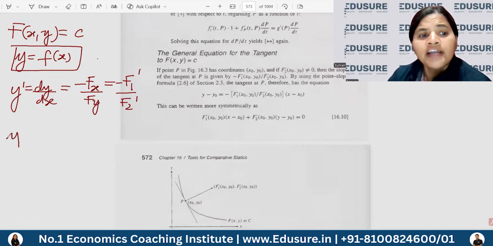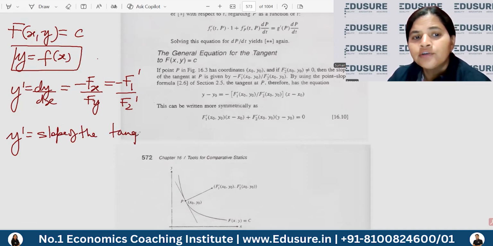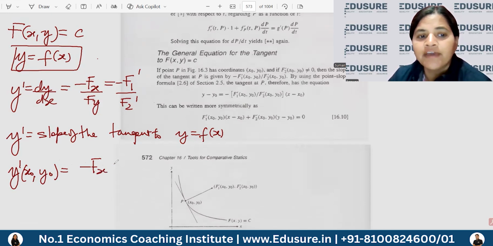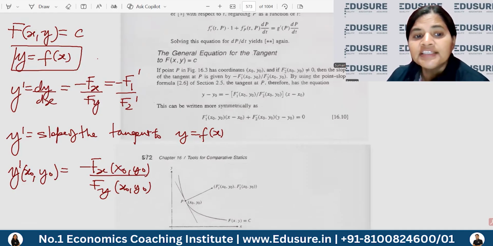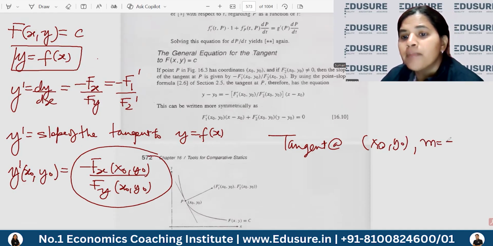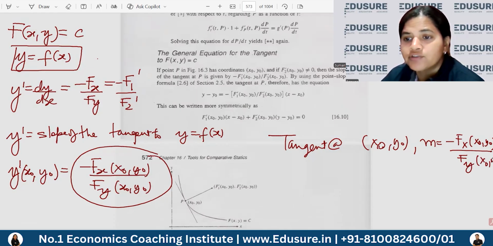We also know that y dash is nothing but the slope of the tangent, which is minus fx divided by fy at a designated point, whatever point we're talking about. So if you're talking about y dash at a point (x naught, y naught), that will be minus fx at (x naught, y naught) divided by fy at (x naught, y naught). This is the slope of the tangent. Now your tangent is at the point (x naught, y naught), and its slope is minus fx at (x naught, y naught) divided by fy at (x naught, y naught).